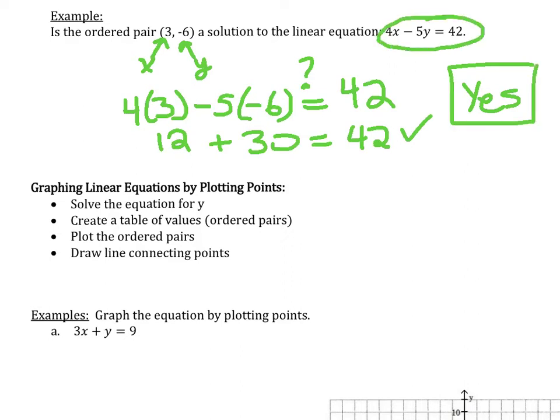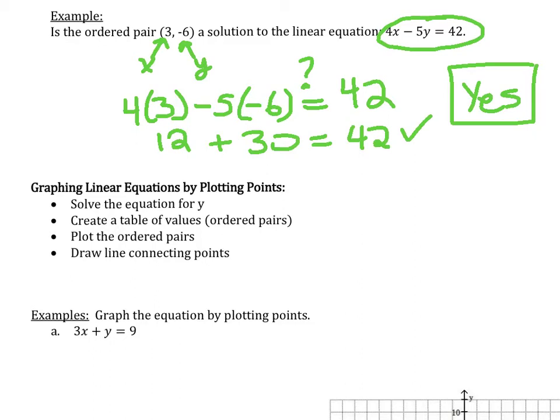All right. One thing to note is that that ordered pair is not the only ordered pair that's a solution to that equation. In fact, there are infinitely many solutions to every single linear equation. And because there are infinitely many solutions, we're not able to physically write out every single solution. It would take forever. And so one way to get around that is to graph our ordered pairs that are a solution to that equation. All right.